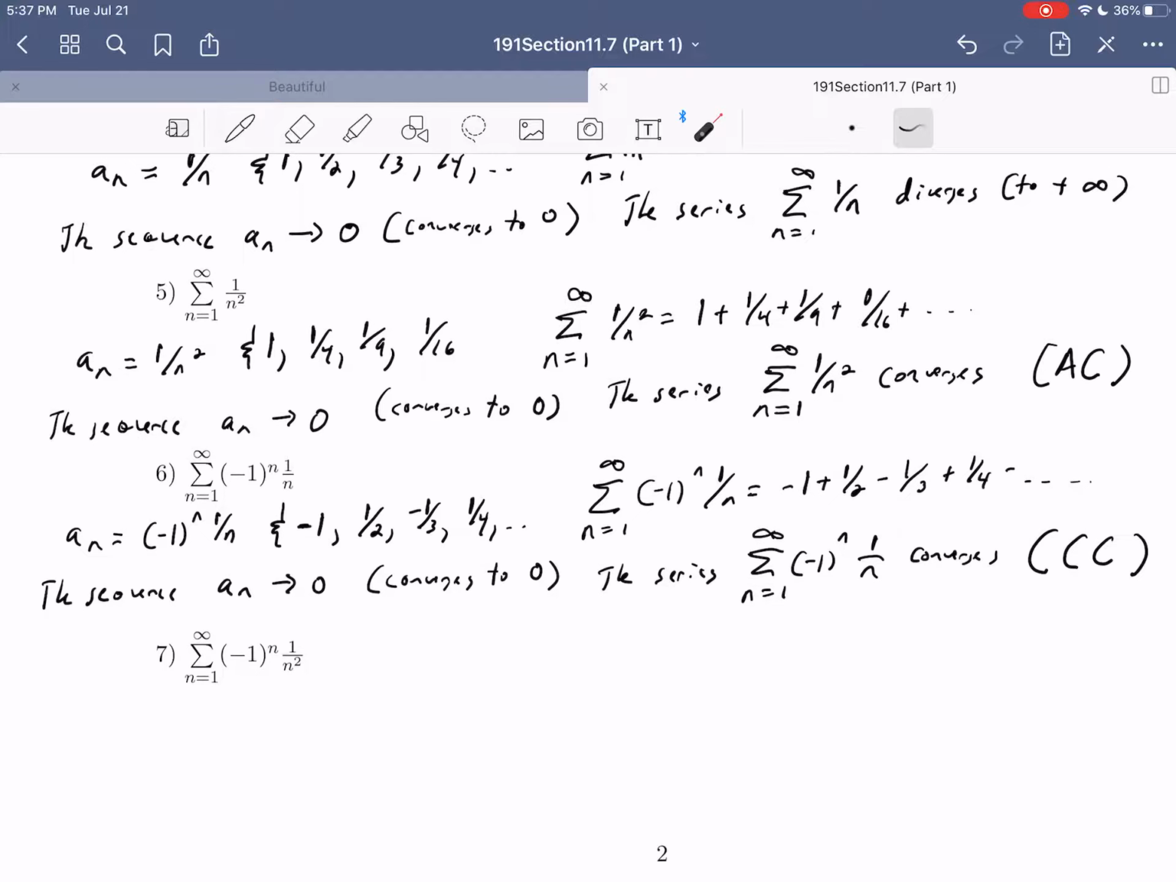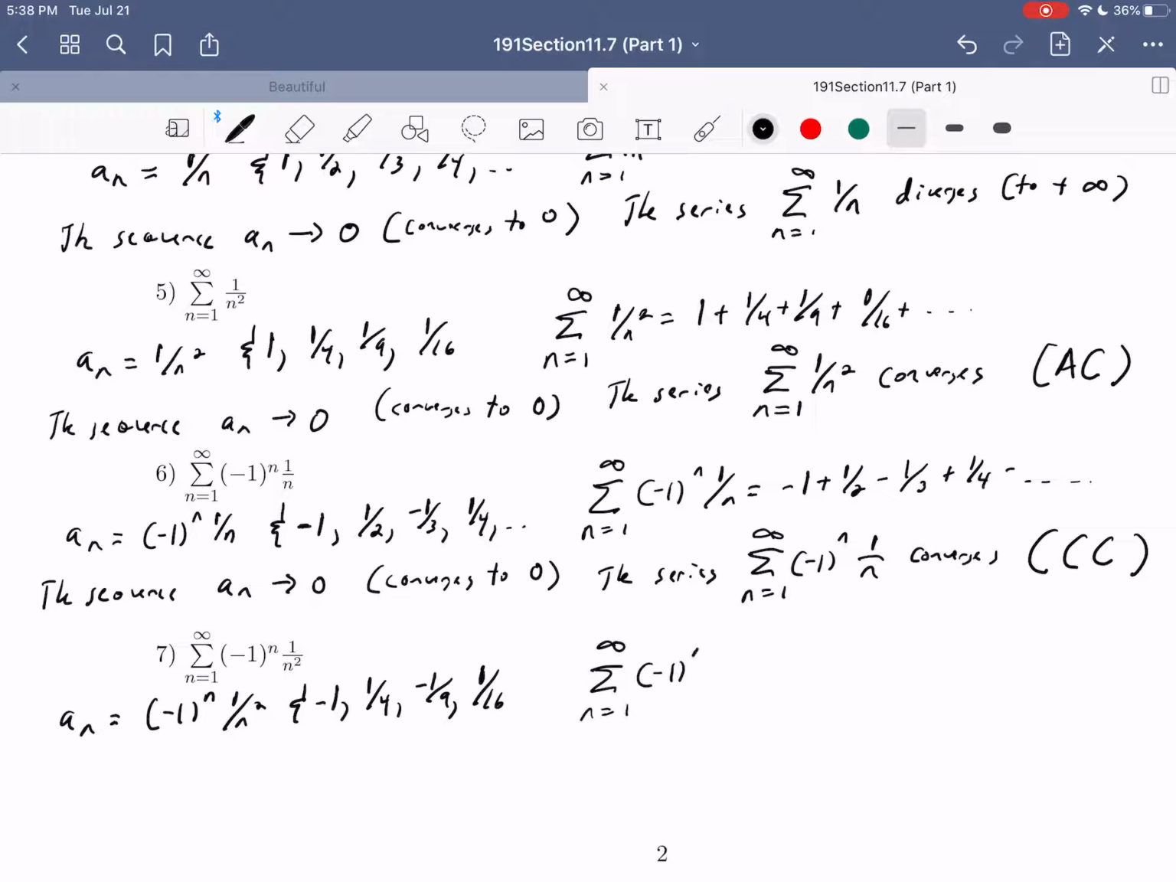All right, the last basic one I want to mention is the sum from n equals 1 to infinity of minus 1 to the n, 1 over n squared. Here the terms are again alternating. They'd be minus 1, then positive a fourth, minus 1/9, positive 1/16. And of course, the series would look similar, just summing up those terms: minus 1 plus a quarter minus a ninth plus a 16th, and so on. Now again, there should be no doubt a sub n heads to 0. It converges to 0.